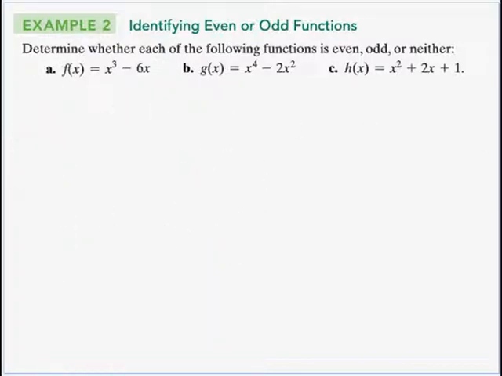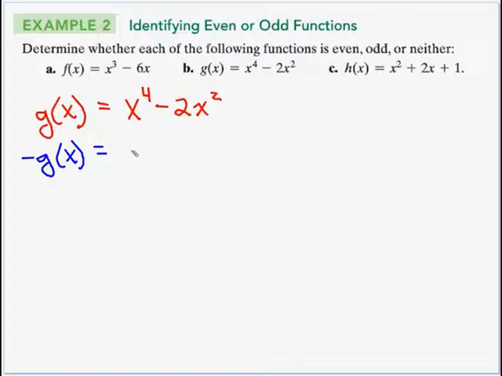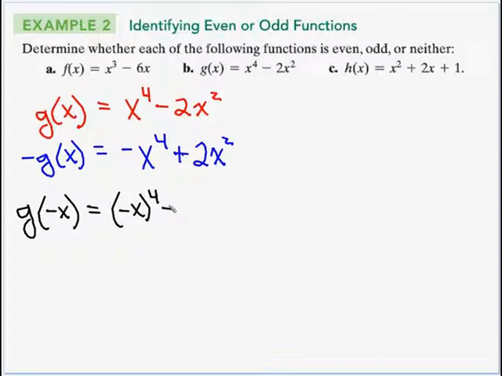Let's see what happens with letter B. I'm just going to copy it again here in red. g of x is x to the fourth minus 2x squared. And I'm going to negate that. Negative g of x, just distribute a negative through the original function: negative x to the fourth plus 2x squared. And now I'm going to run a negative through the original. g of negative x will be negative x to the fourth minus 2 times negative x squared.